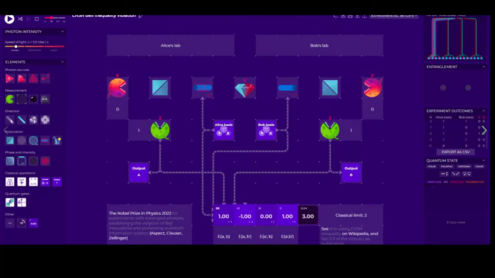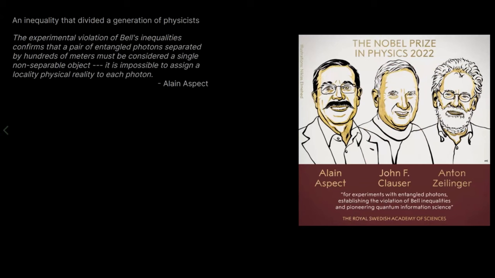And this is what Anton Zeilinger, Clauser, and Alain Aspect observed: you do indeed get a number that's larger than two, which forces us to abandon that our reality is local and deterministic. But I must say that it does not really prove that Bohr was right, but it proves that Einstein was wrong in a sense. This is a quote from Alain Aspect, which summarizes what they observed in the experiment. As you say, the experimental violation of Bell's inequality confirms that the pair of entangled photons separated by hundreds of meters cannot be considered to be a non-separable object. Essentially, it is impossible to assign a local reality to each photon.